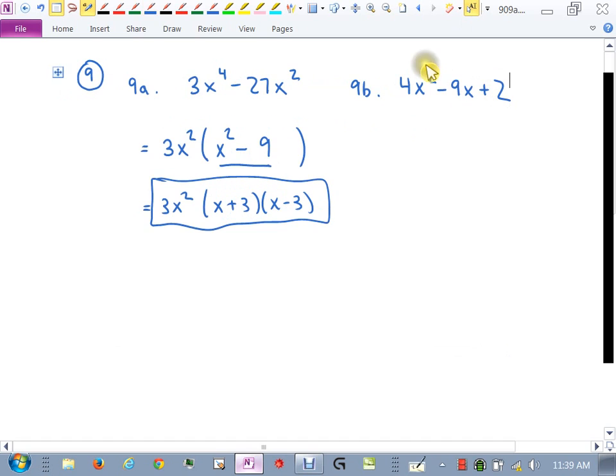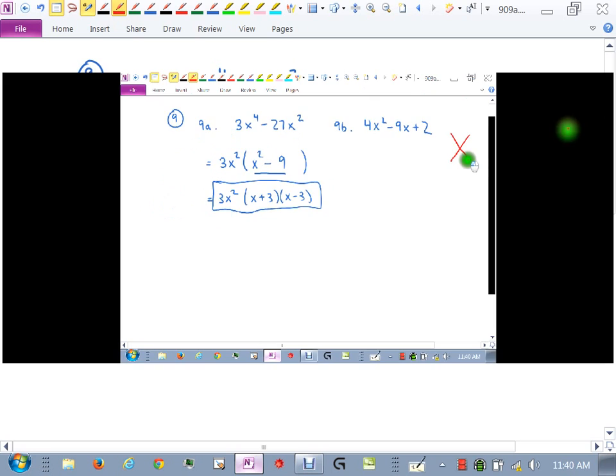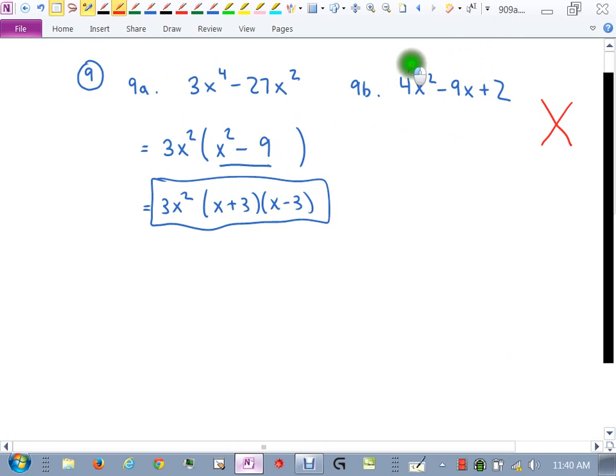For 9b, I have 4x squared minus 9x plus 2. There's no GCF here. So I look at, there's 3 terms. So I'm going to do the AC method, which means I'm going to take 4, I'm going to multiply it by 2, that gives me 8. Take the number in the middle, which is negative 9. Try and come up with 2 numbers that multiply to be 8 and add up to be negative 9. They're actually negative 1 and negative 8. Those multiply to be 8, add up to be negative 9.